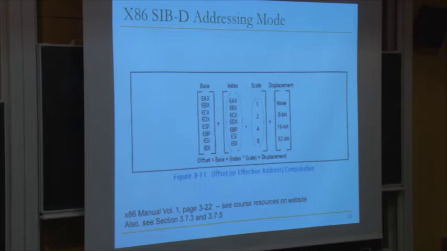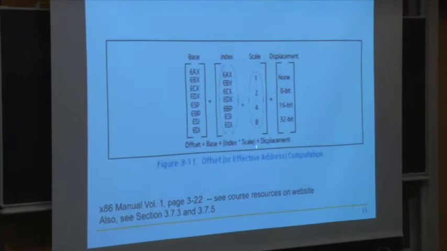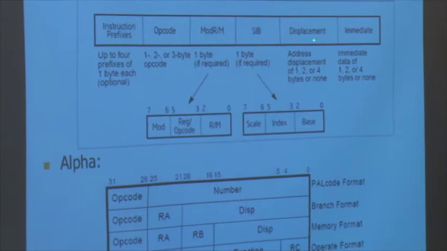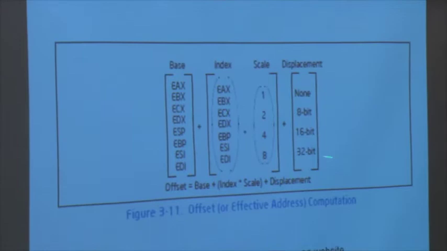This is the effective address computation, and this is the most complicated address you can have. You can have a base register plus an index register scaled by some value plus some displacement that comes from the instruction. Remember this displacement? It could be a 1, 2, or 4 byte displacement. You can have all of these values, and this will be your final address. Now you can imagine why. Why do you want all of these things?